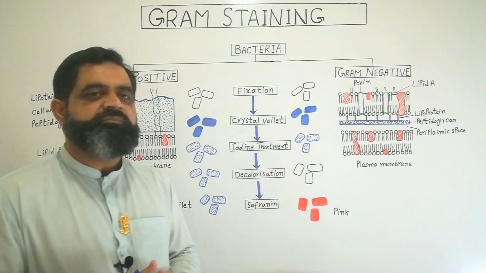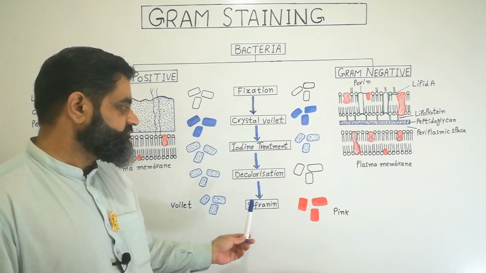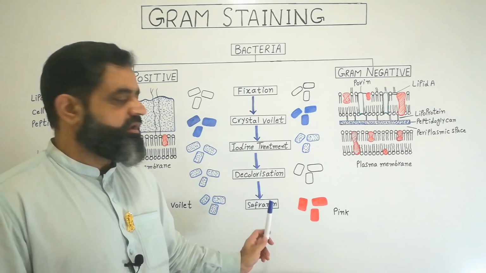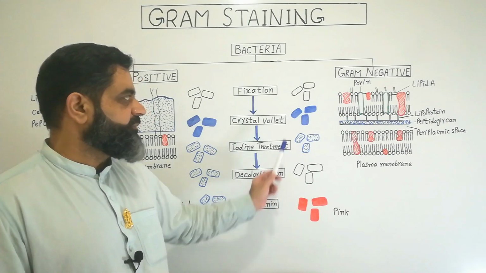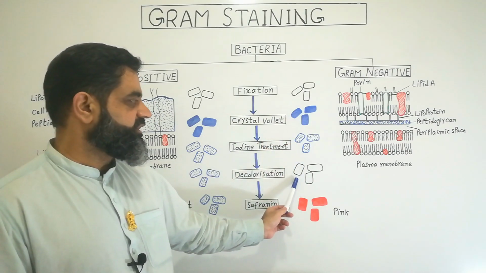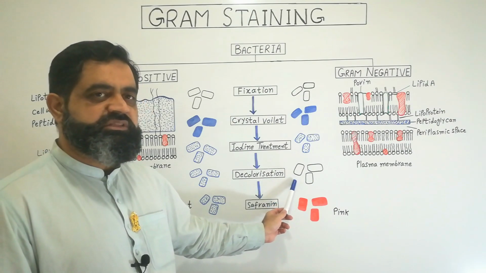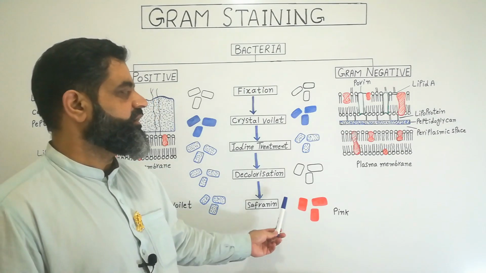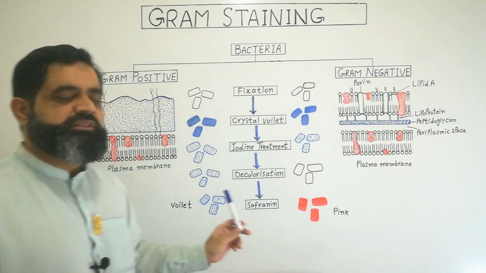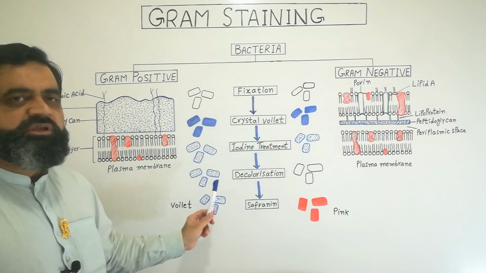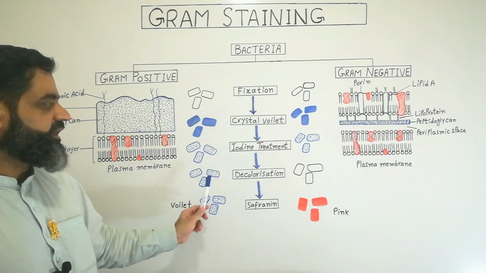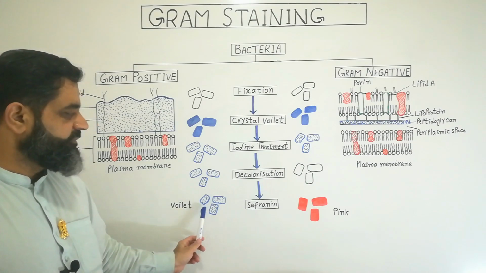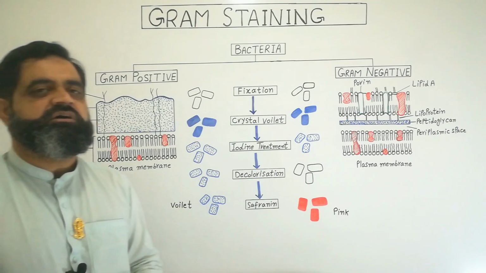Now the final step will come. We are going to stain both bacteria again with another dye known as safranin. When we add safranin, the bacteria which were gram negative, which lost their violet dye and became decolorized, are going to become pink, reddish pink in color. This will confirm that these bacteria are gram negative. But the bacteria which were not decolorized will not absorb the safranin dye and still remain violet or purple in color. It means these are gram positive bacteria.